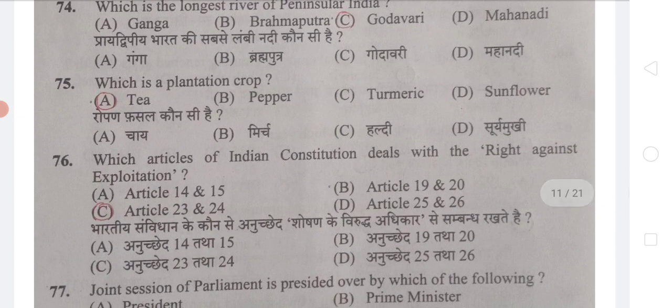Which is the longest river of peninsular India? C. Godavari. Which is a plantation crop? A. Tea.